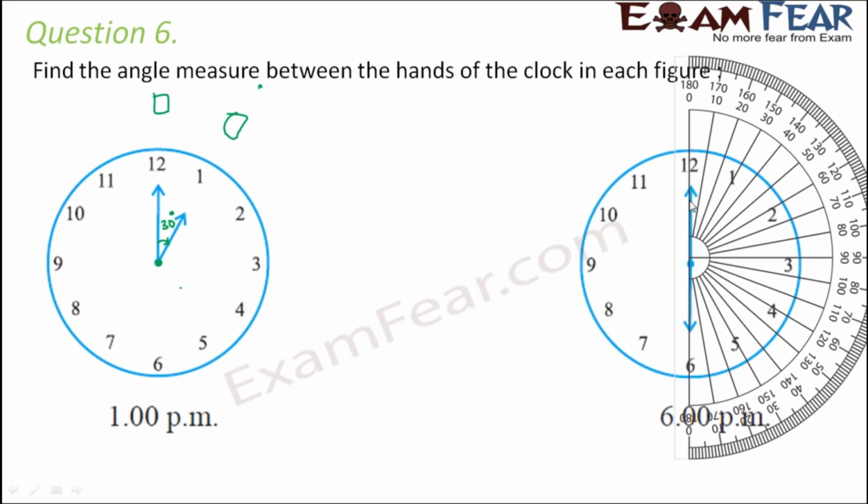Let's move on to the next one. Here we see this is a straight line. So that means a straight angle. So if you look at it, you see both the arms of the angle are coinciding with the straight edge of the protractor, which very clearly tells us that this angle is nothing but 180 degrees.